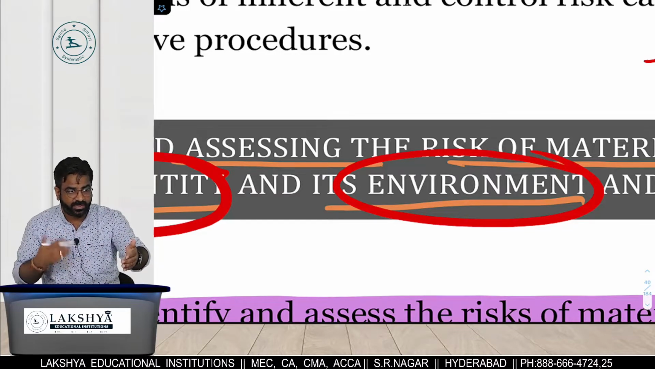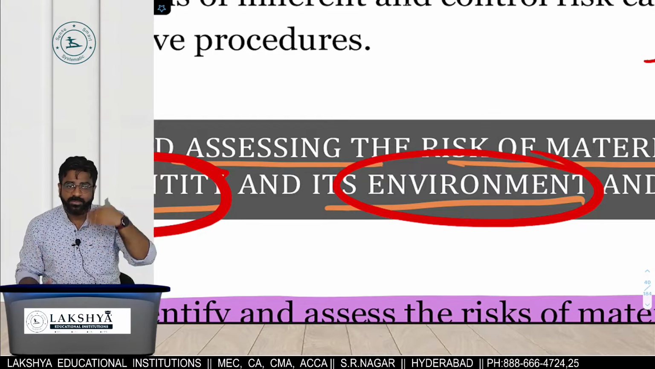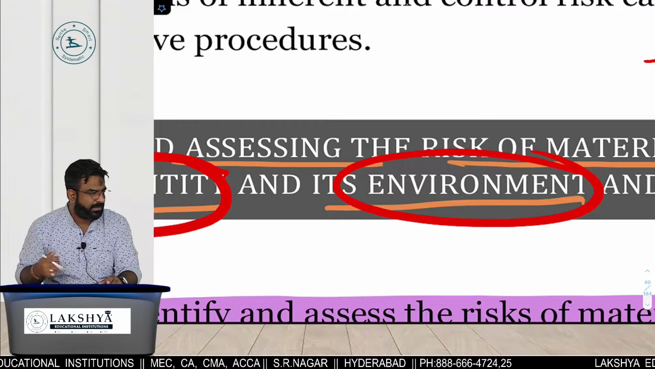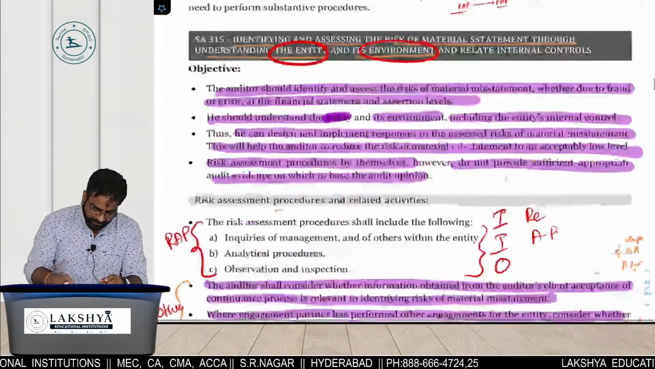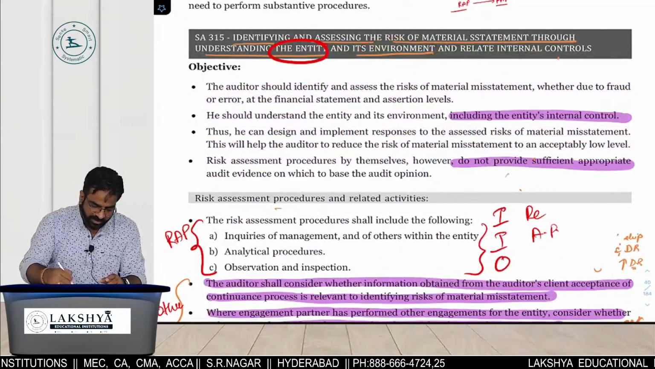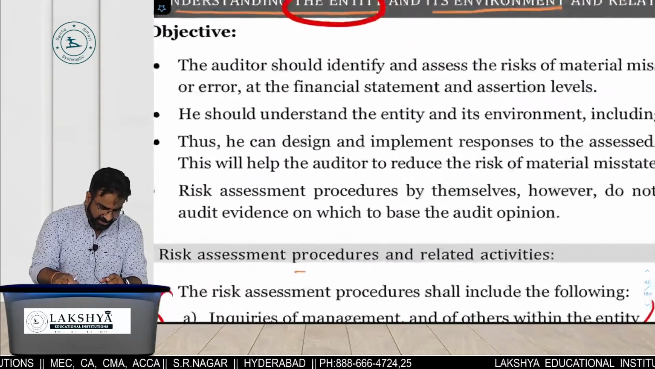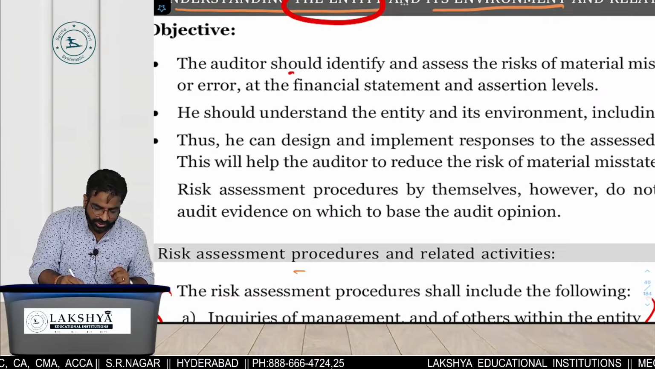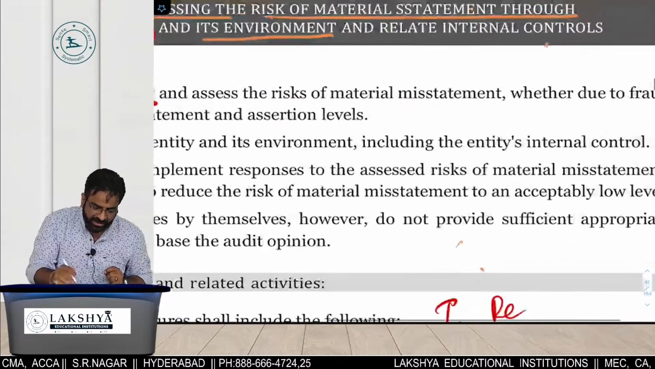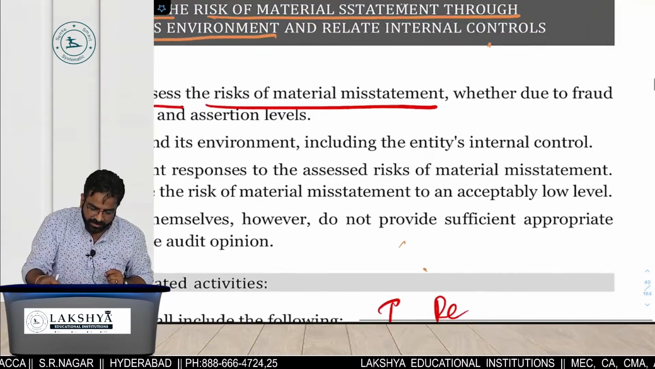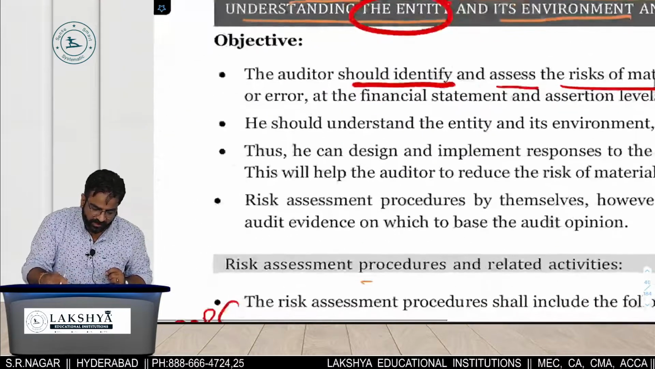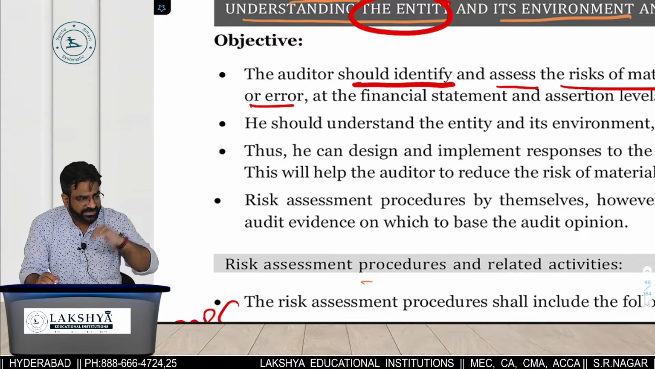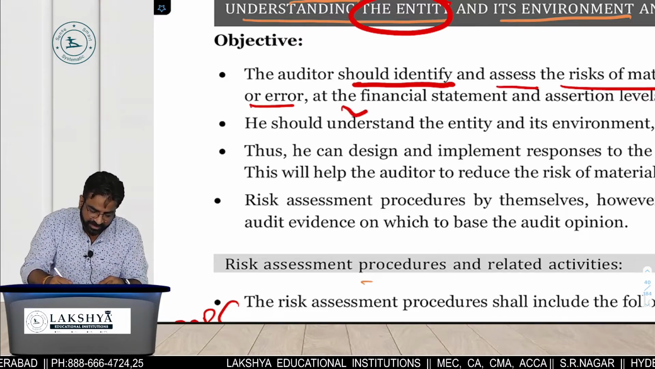Accordingly, you can decide your what? You will come to know about its IR and CR. You will decide your what? DR accordingly. Clear? Now, this whole paragraph is on that only, which we have already discussed. Read this point, everyone. What should the auditor do? Auditor should identify and assess the ROMM, whether due to what? Fraud or error, at two levels. Do you remember ROMM at two levels? FS level, assertion level. At which level, everyone?